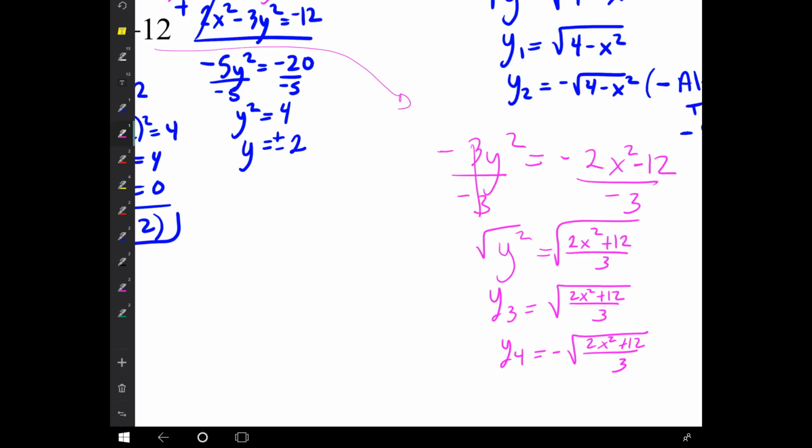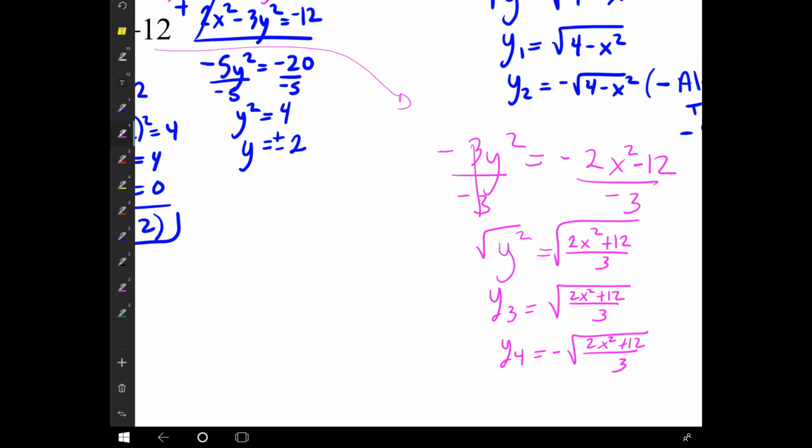I'm going to plug this in. I'm going to do the square root of, I'll make a fraction, y equals 2x squared plus 12 divided by 3. And then for y4, I can just take the opposite of my y3 equation. So again, alpha trace, but now I'm going to select option 3. And now I should have that graph in for my calculator.